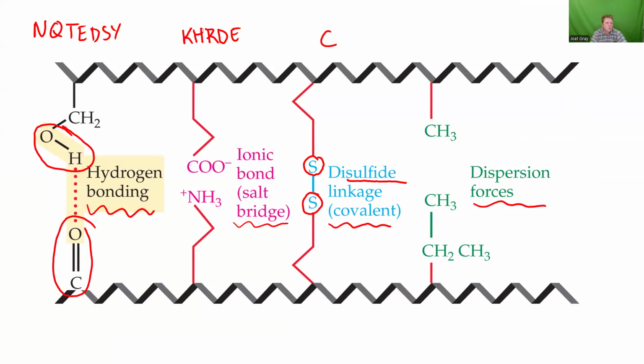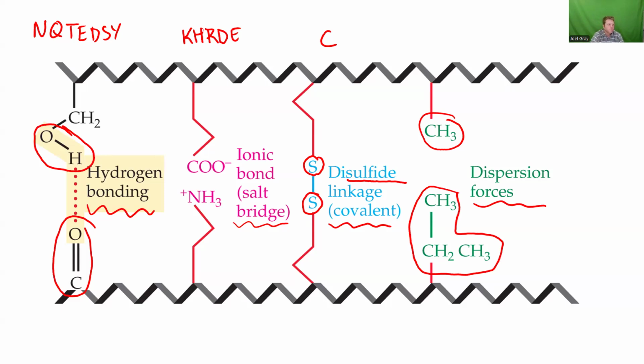Okay, so we've got our list of amino acids that will be involved in hydrogen bonding, ionic bonding, disulfide bonding. The last group are what are known as dispersion forces. Now, we've got our two dispersion forces right here. We've got this methyl group, CH3, and then we have this, let's see, 3 carbons. What's a 3 carbon? Meth, eth, propyl group. We've got 3 carbons that make up this group.